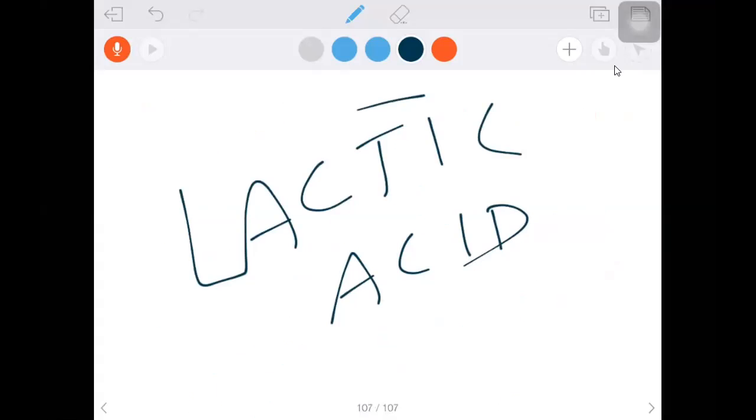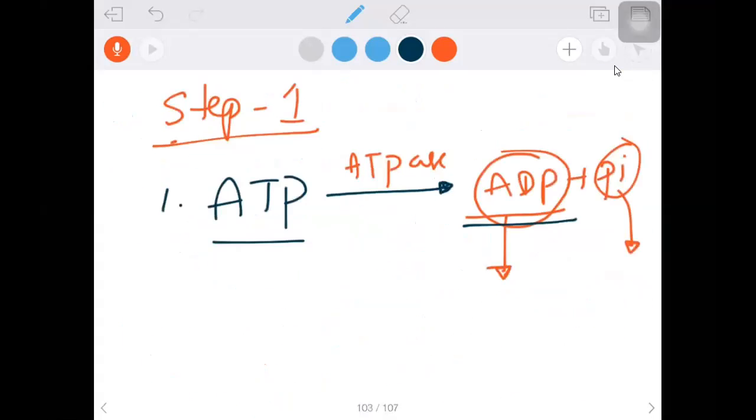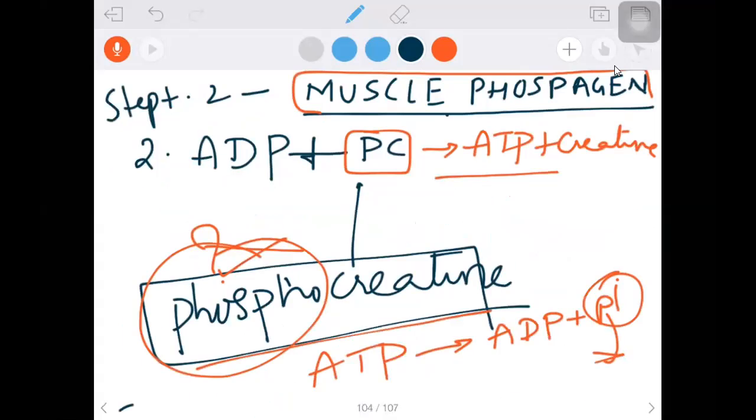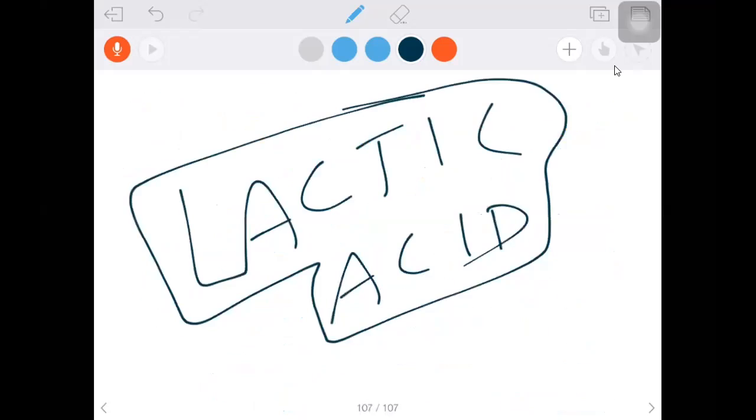So how are you feeling? In every step you can see how you're feeling. Earlier when you're running, you use the ATP first. Then you use the muscle phosphagen, which provides phosphate. Then your breath rate increases. From here onwards you can see external appearances. You observe that your breath rate is increased, and then you feel pain in the muscles. When you're running, your legs pain. That is due to the accumulation of more lactic acid.